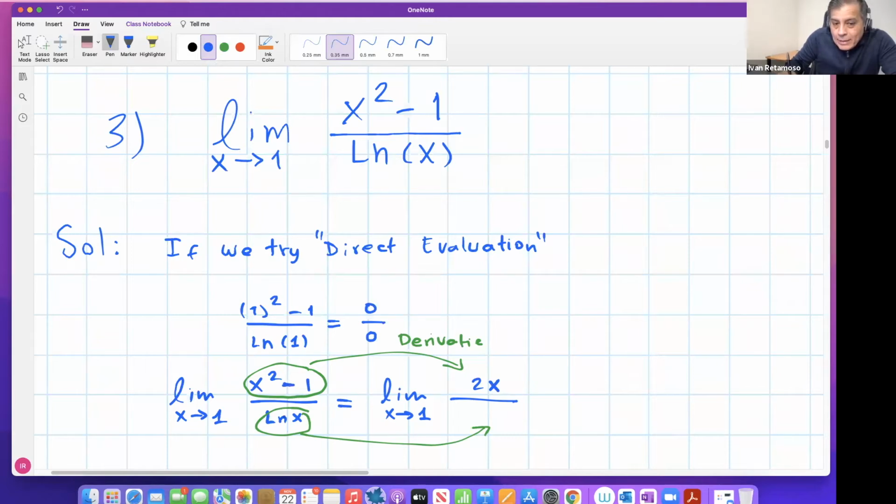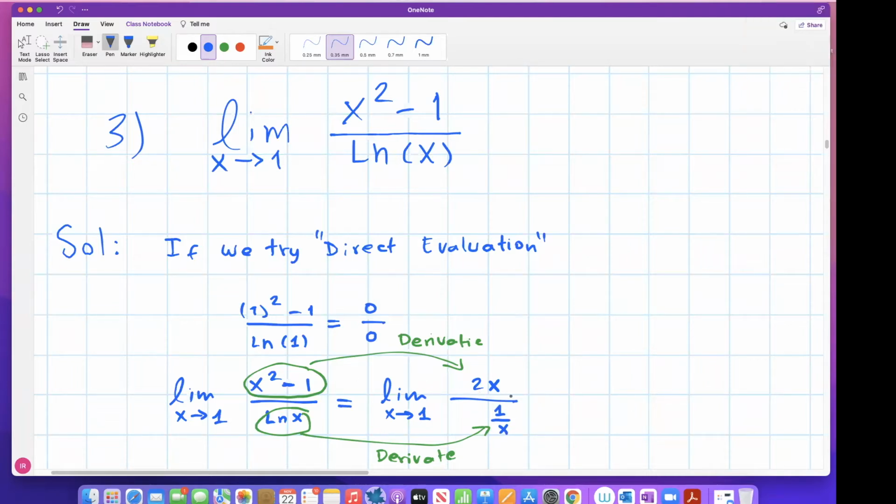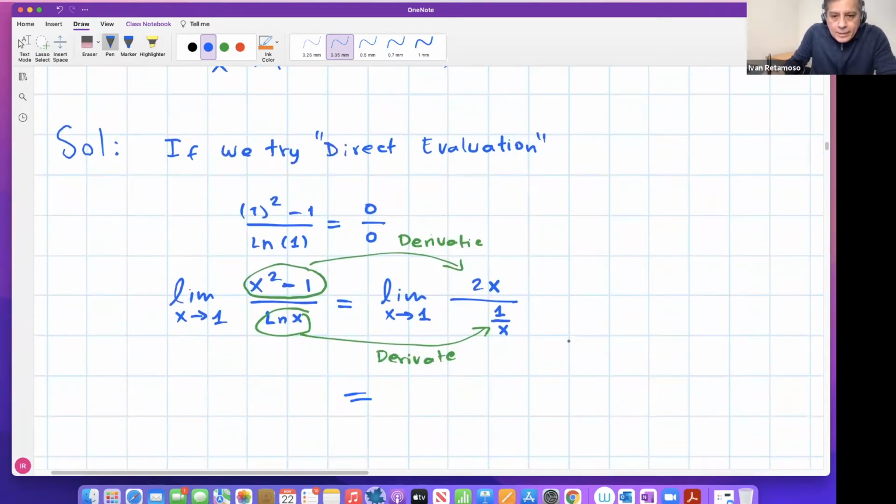Now, the derivative of natural log of x. Anybody remember the derivative of ln of x, or natural log of x? 1 over x. Excellent, excellent. 1 over x. I'm glad that you have memorized these formulas because they are very useful. So we get this new function. Now, L'Hopital says try again. If you try again, you will see that now it will work.